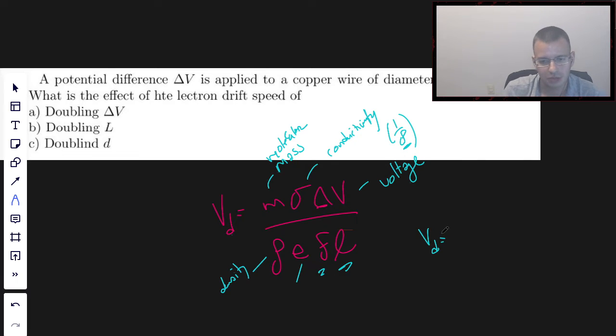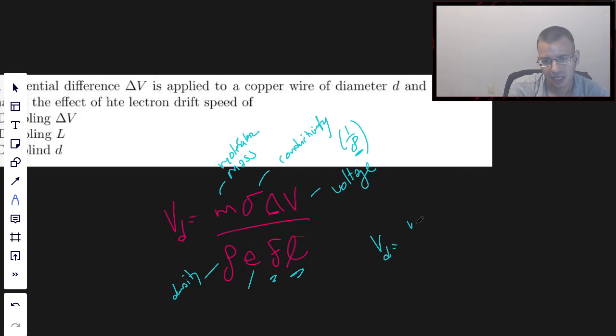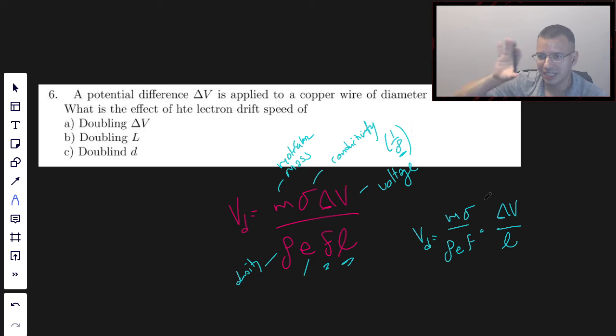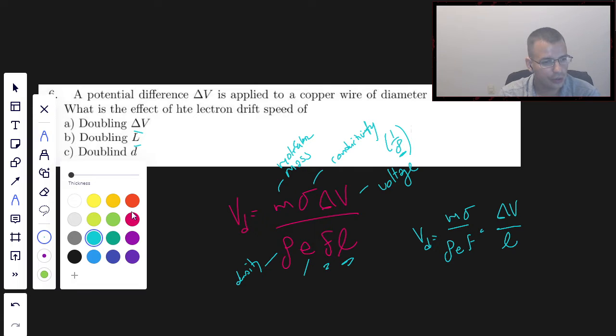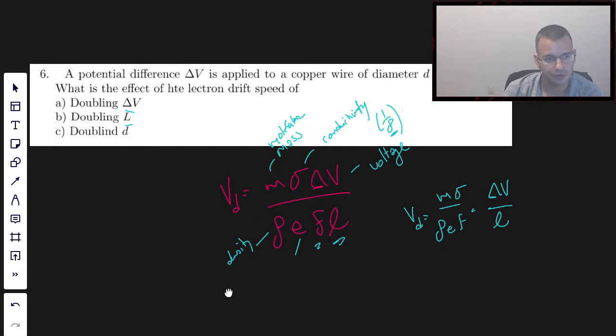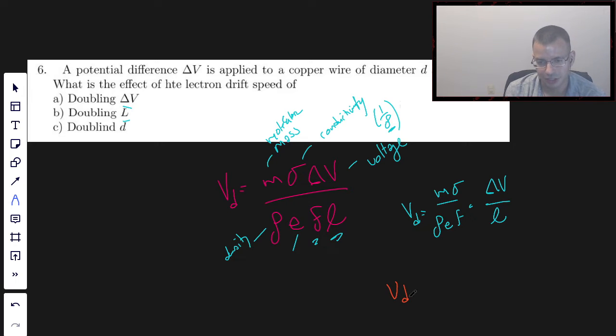So I'm just going to rewrite this real quick as M sigma delta V over rho, electron charge, free electrons, over L. The reason I did this is because that way I basically just isolated the things we know are going to change for the problem, delta V and L. First thing we're going to do is double the voltage. Doubling the voltage is going to double the drift speed. So for A, it's going to double, because we have our delta V here, we double that, it's going to double.